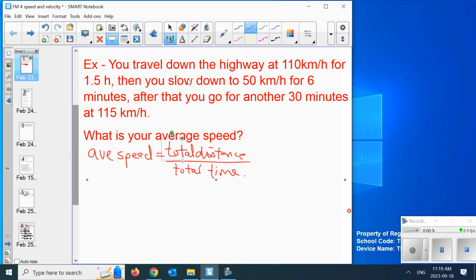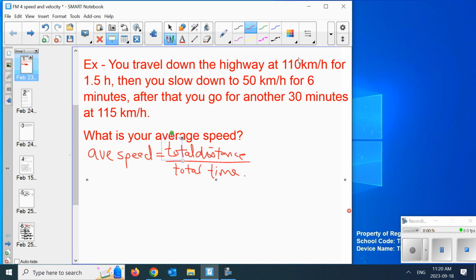Now we're just starting this up, and then I realize how to record. You travel down the highway, say from Saskatoon to Regina. You're going 110 for an hour and a half, and you hit Chamberlain. You slow down to 50 kilometers per hour for 6 minutes. After that, you go another 30 minutes at 115 kilometers per hour. What's your average speed? It was suggested.